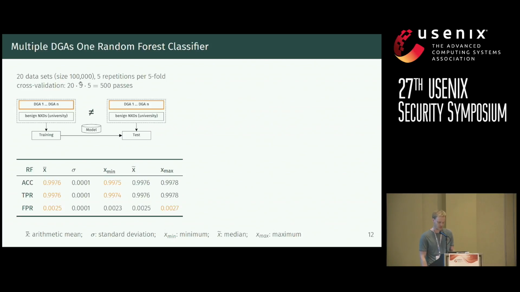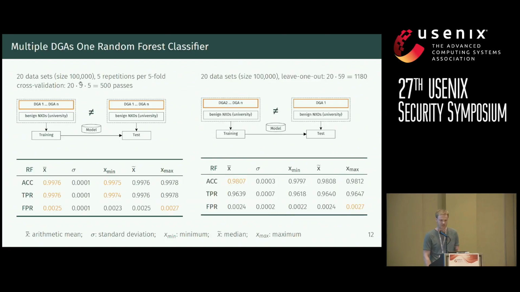The table below shows a statistical summary of our classification performance, including the accuracy, the true positive rate, and the false positive rate. You can see here that the accuracy is beyond 99%. The true positive rate is also beyond 99% at a very low false positive rate, which allows us to conclude that FANCI is able to detect known domains of known DGAs with very high accuracy.